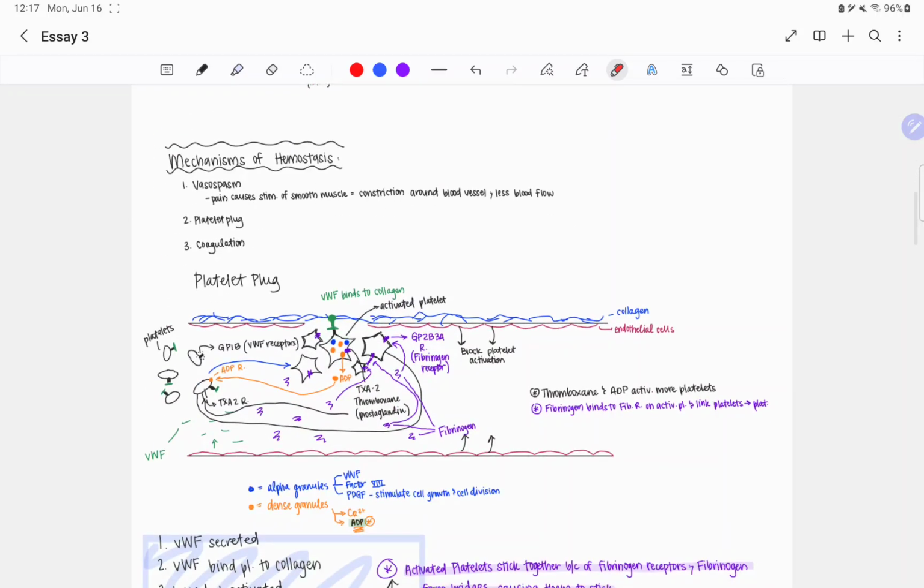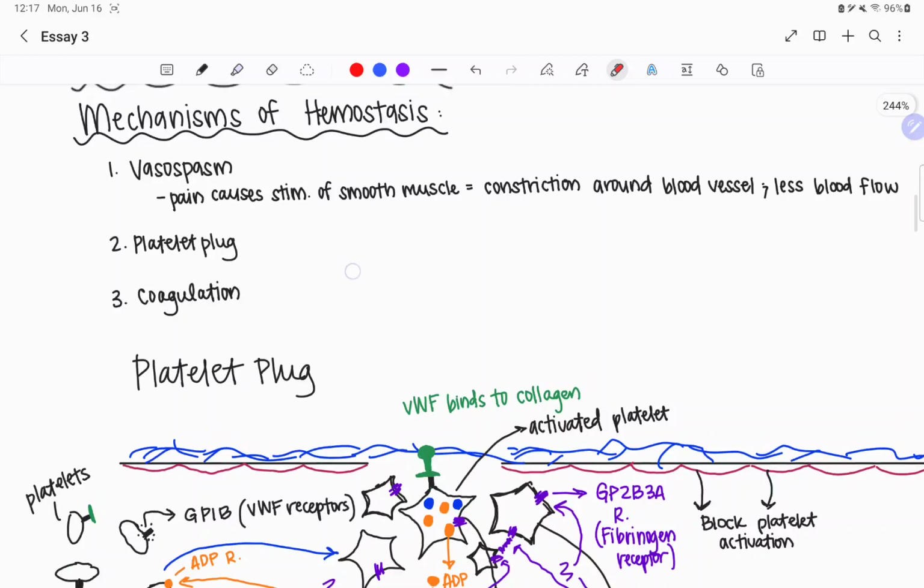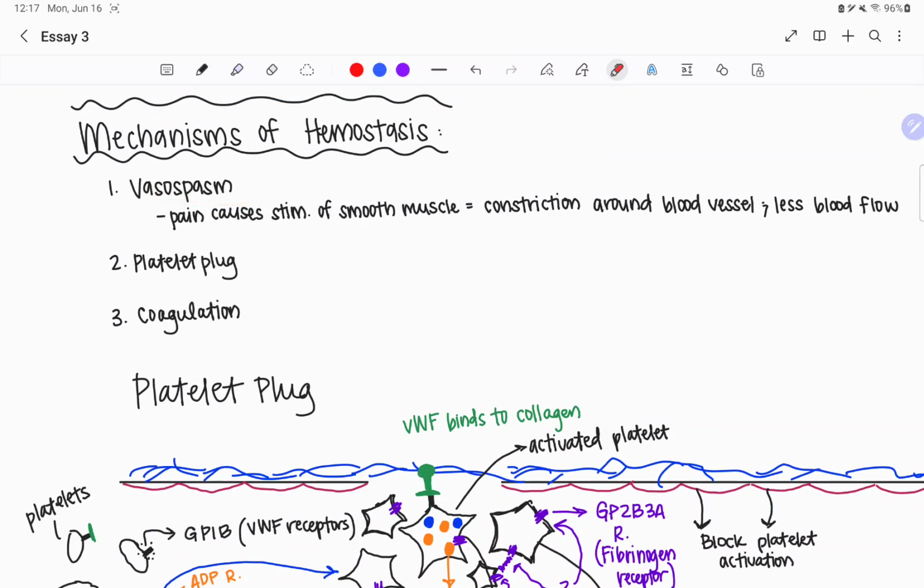Now we're going to move on to the mechanisms of hemostasis, cessation of bleeding, how we stop bleeding when something goes wrong, right? So the first thing that happens is there's a vasospasm or a vasoconstriction or whatever you want to call it. What happens is, there's pain. There's something that happens that ruptures a wall, right? That hurts. And so that causes a stimulation of smooth muscle to constrict around the blood vessels, which decreases the amount of blood flow through that blood vessel.